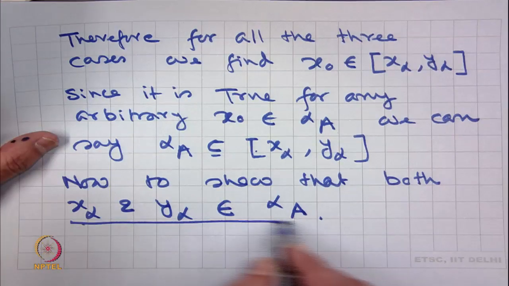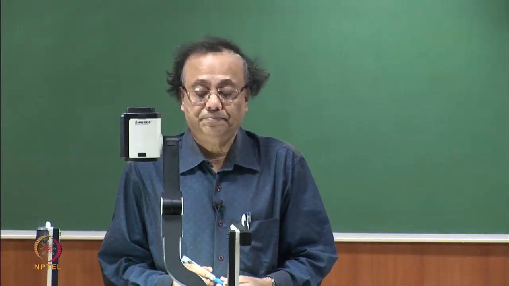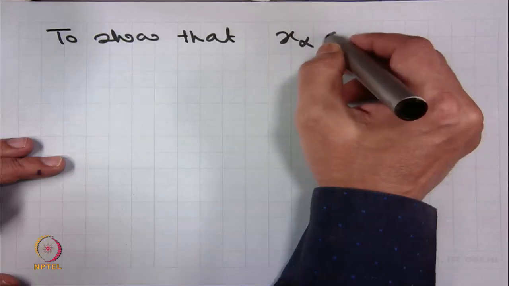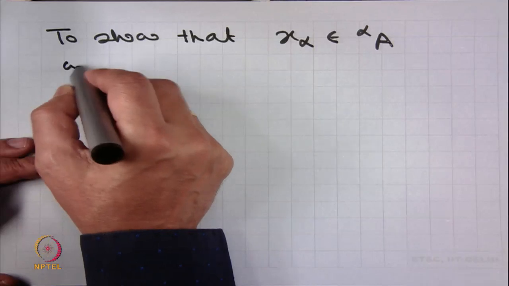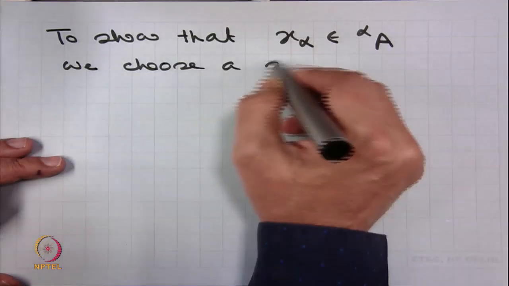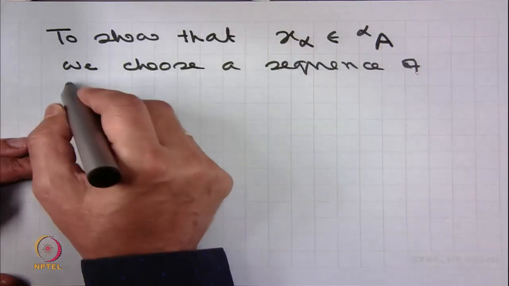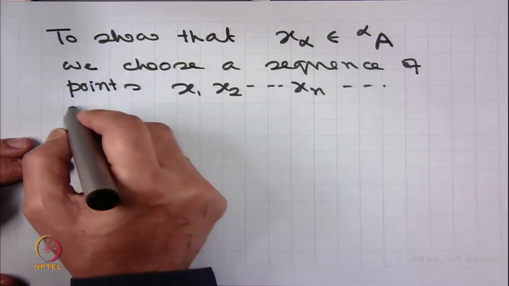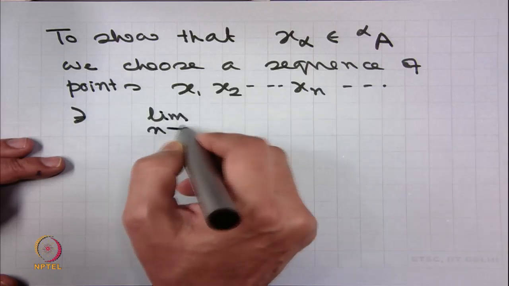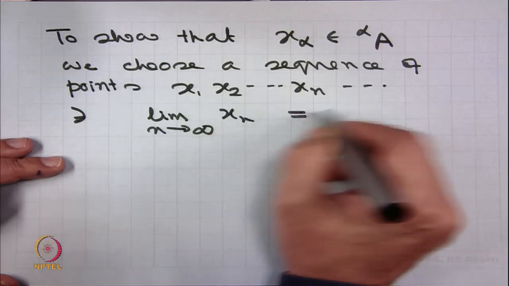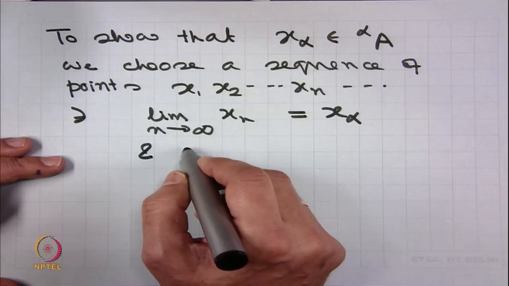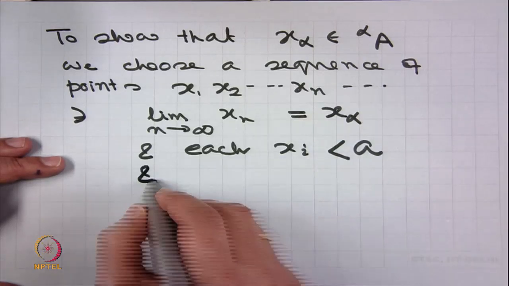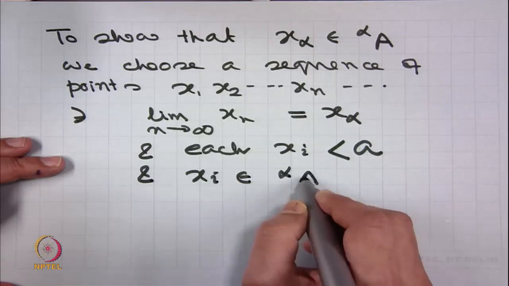So, now we want to show that x alpha and y alpha belong to alpha cut of A. To show that x alpha belongs to alpha cut of A, we choose a sequence of points x1, x2, xn such that limit n goes to infinity xn is equal to x alpha, and each xi is less than a, and xi belongs to alpha cut of A.